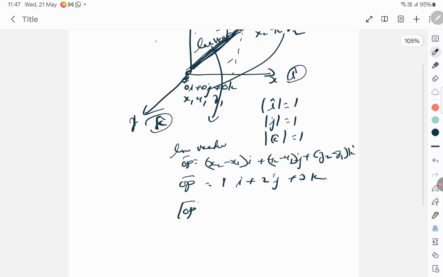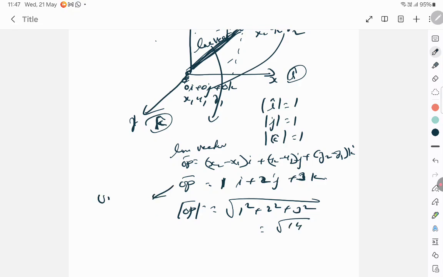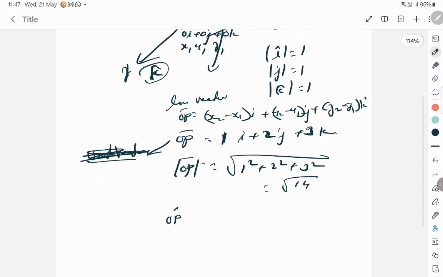Then find the magnitude of this vector. It is the root of the components squared: 1 square plus 2 square plus 3 square. When you square these components, you get root 14. This shows that this vector is definitely not a unit vector, because a unit vector is one whose magnitude is unity. Unity means 1. So to convert this vector into a unit vector, take the vector and divide it by its magnitude.